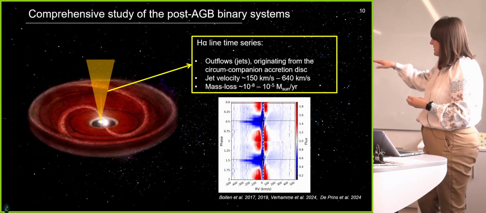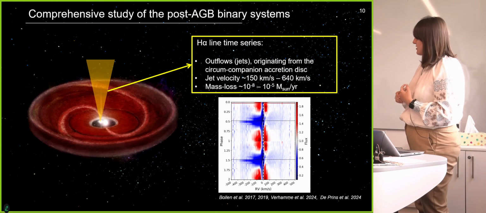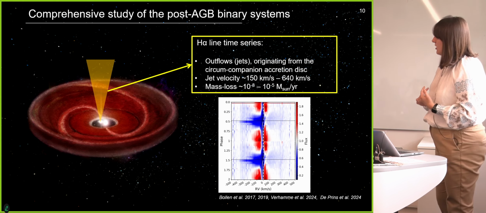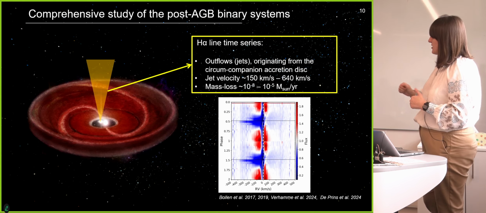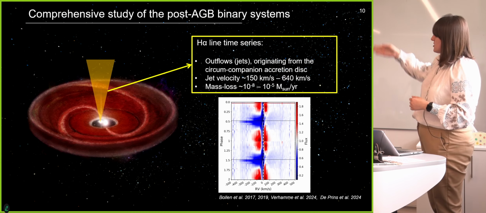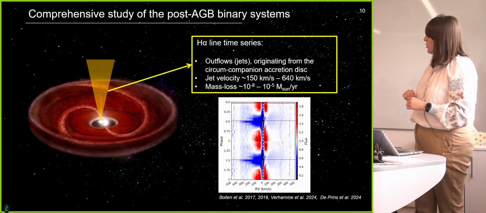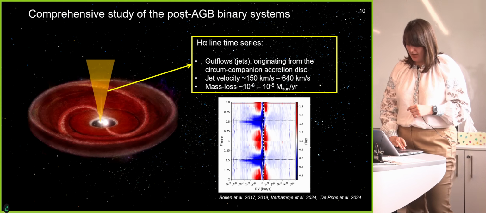And this appears as a specific shape of the line profile. So here in this image, on the x-axis is the radial velocity, which is the radial velocity shift from the systematic velocity of the binary. And on the y-axis is the orbital phase of the system.